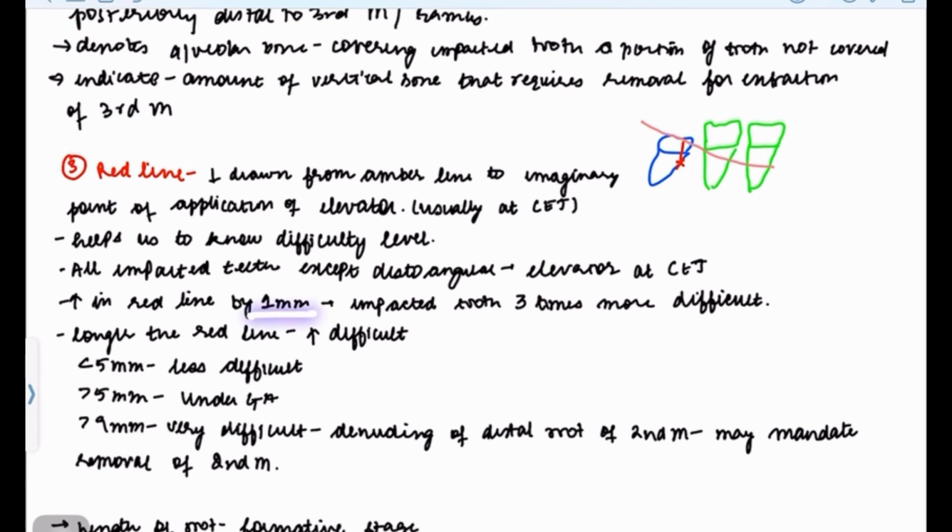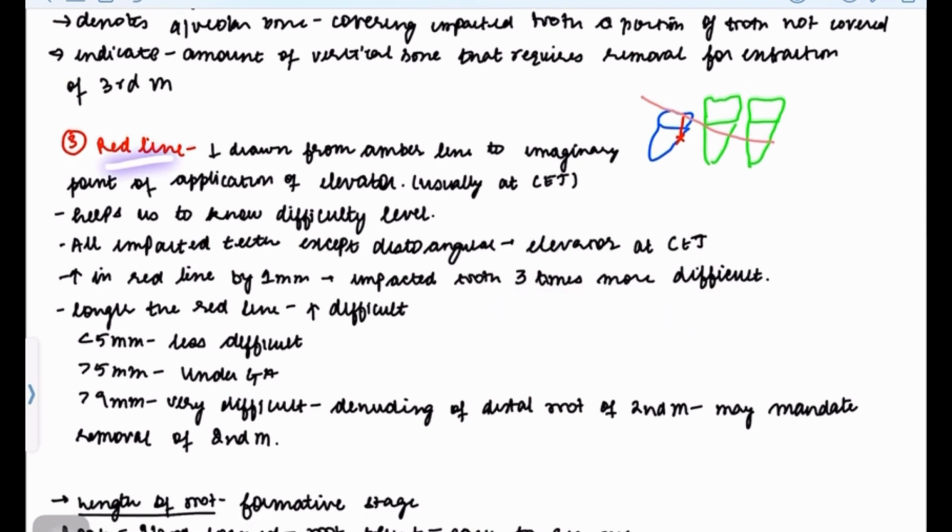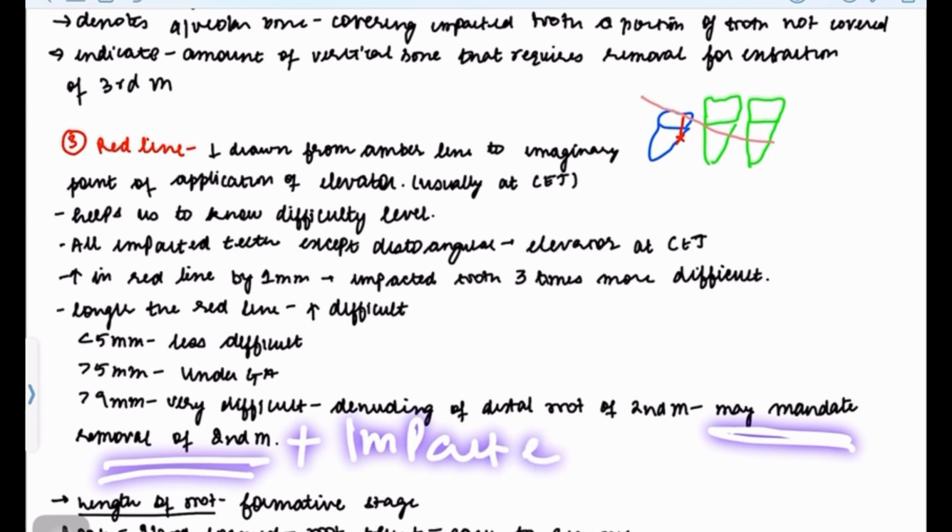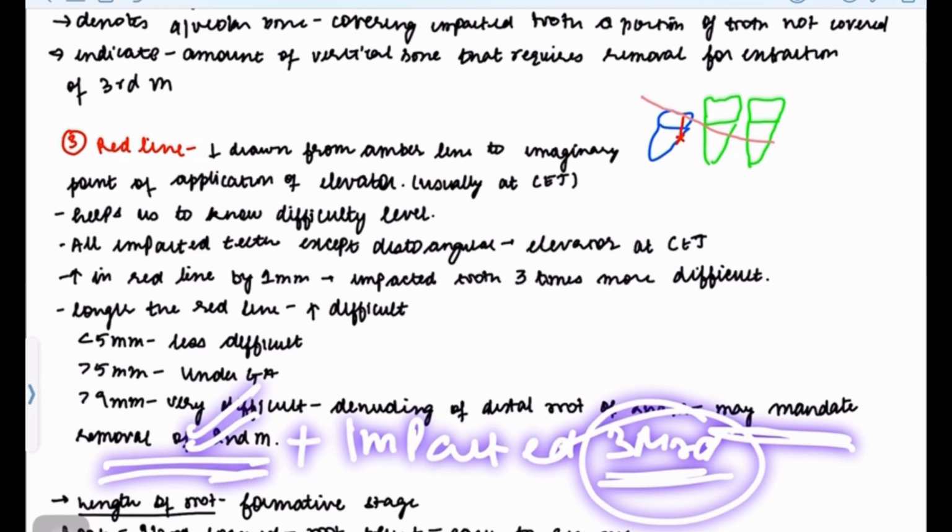If this red line increases by 1 mm, the impacted tooth becomes 3 times more difficult to extract. If this red line is less than 5 millimeter, it is less difficult. If it is more than 5 mm, the extraction is usually done under general anesthesia. And if this red line is more than 9 mm, that means it is a very difficult extraction and we have to mandatorily remove the second molar along with the impacted third molar for which we are doing surgery. So along with this third molar, we will also remove the second molar.